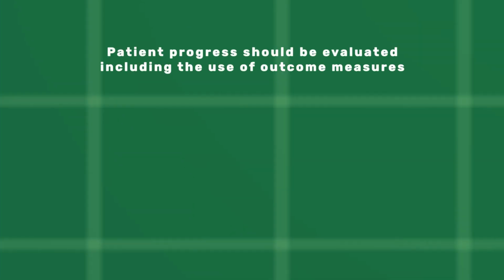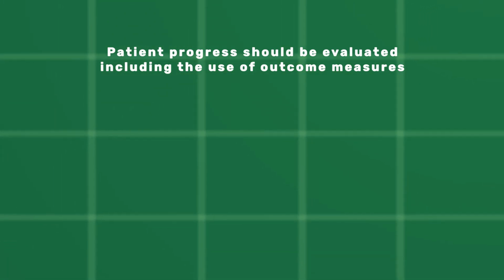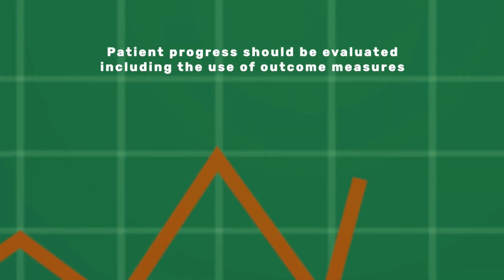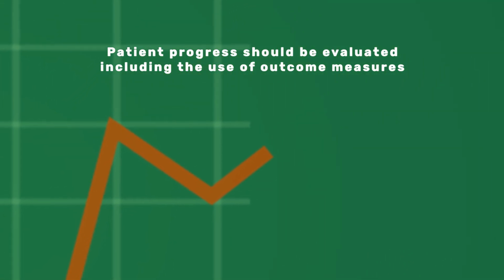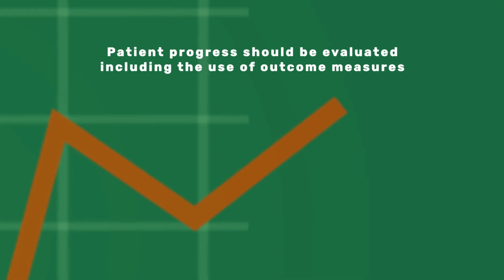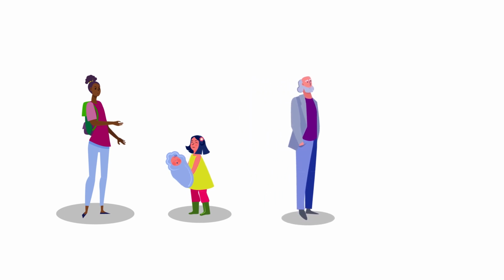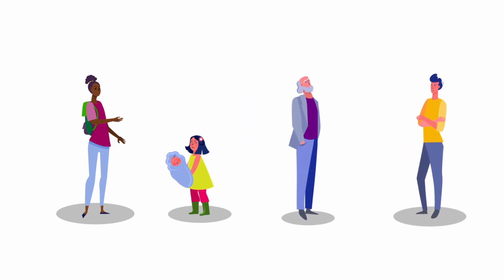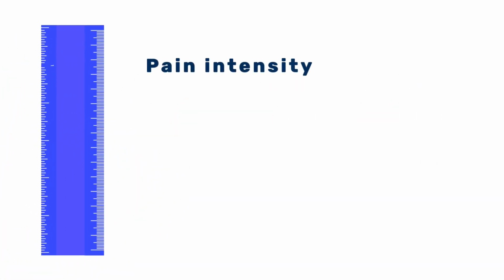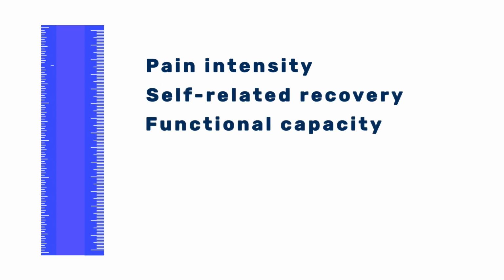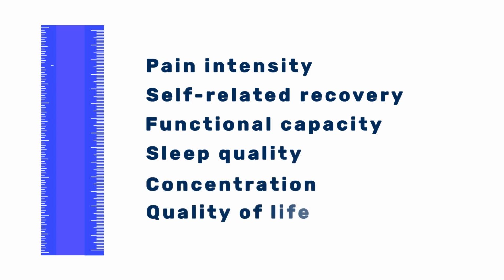To ensure that all patients receive optimal care, you must evaluate progress continuously between sessions. Therefore, most guidelines recommend that patient progress should be evaluated, and that this should include the use of outcome measures. When choosing outcome measures, it is important to consider the age of the patient, as well as the therapeutic aims of the treatment, to ensure that the tools are suited for the patient and specific to the outcome you want to measure. Pain intensity can be a useful measure in some situations, while self-rated recovery, functional capacity, sleep quality, concentration, or quality of life are other examples of clinical outcome measures.